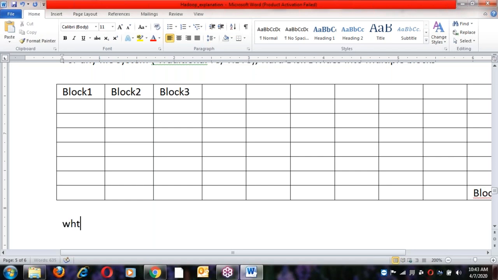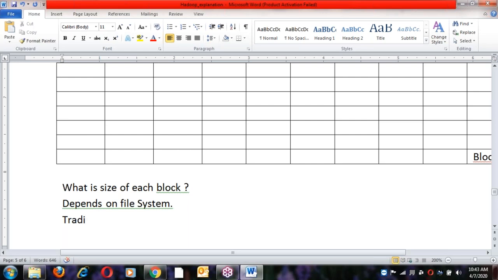The next question is, what is the size of each block? That depends on the file system. In traditional file systems, like Windows and Linux, the size of each block is equal to 4 KB.